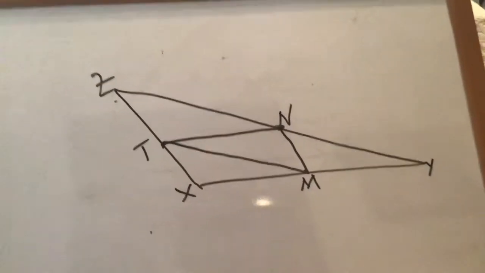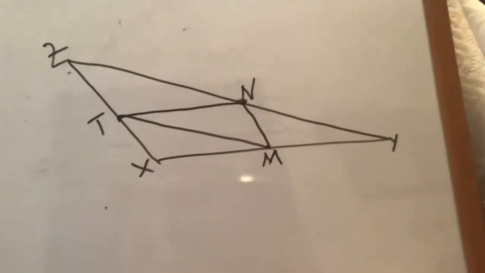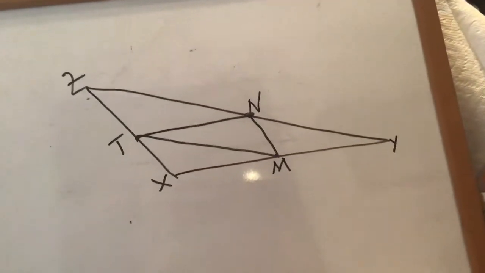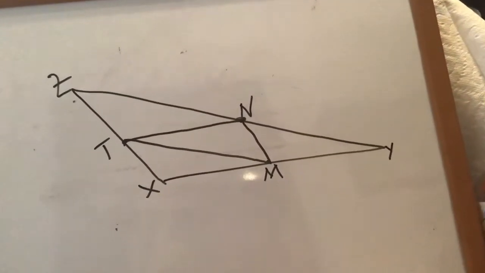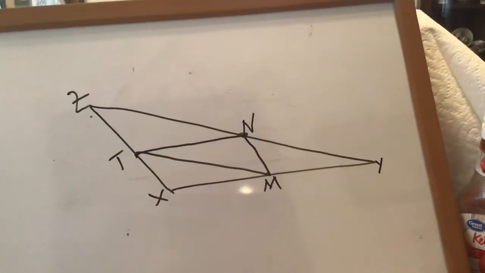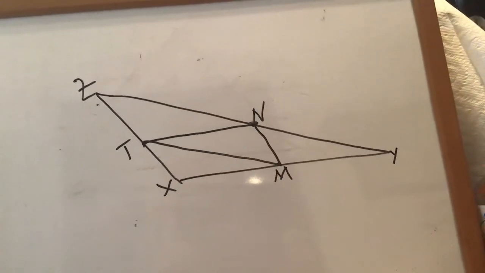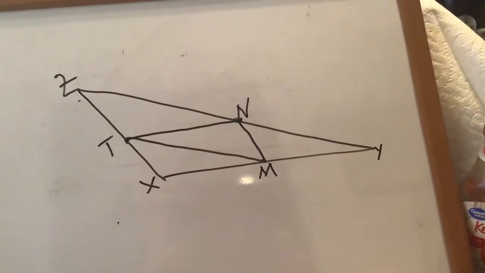So here's the picture. Each one of those is going to be given to you, that M, N, and T are all the midpoints. So if you know that those are all the midpoints, then you know that TN is parallel to XM or XY, and TM is parallel to ZN or ZY, and NM is parallel to ZT or TX, any of those on that side. So you also know that each of those pieces is equal to each other and so on.